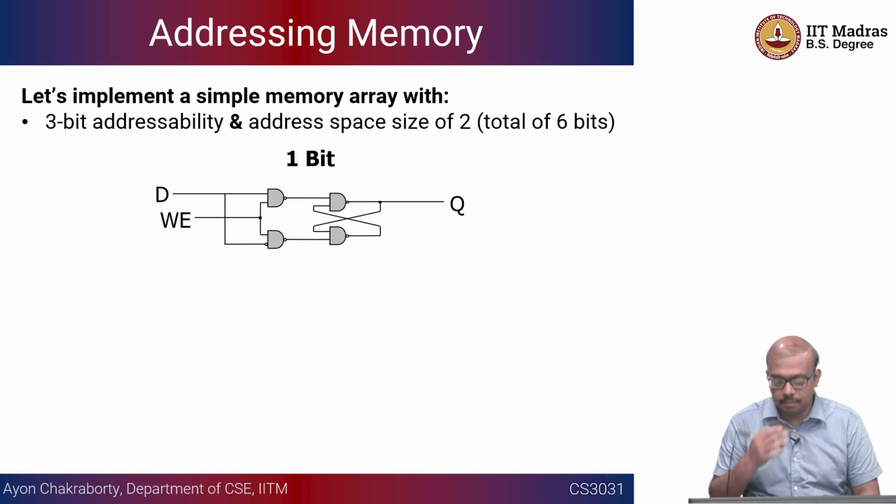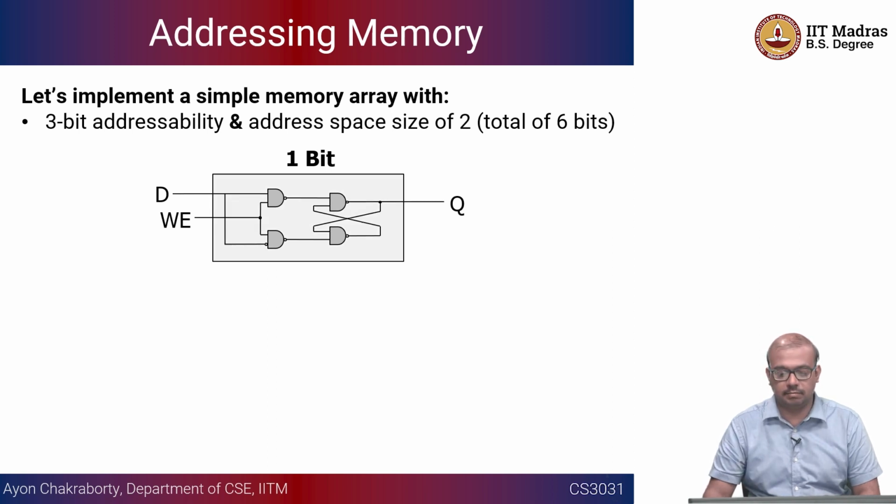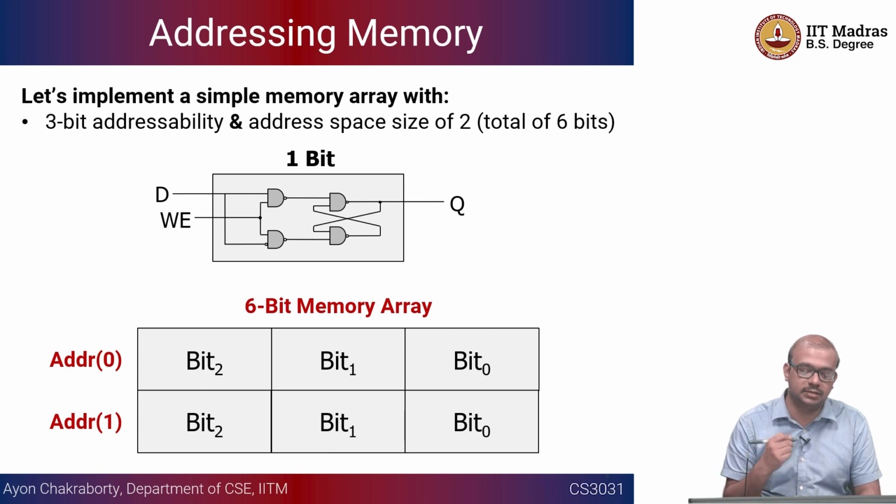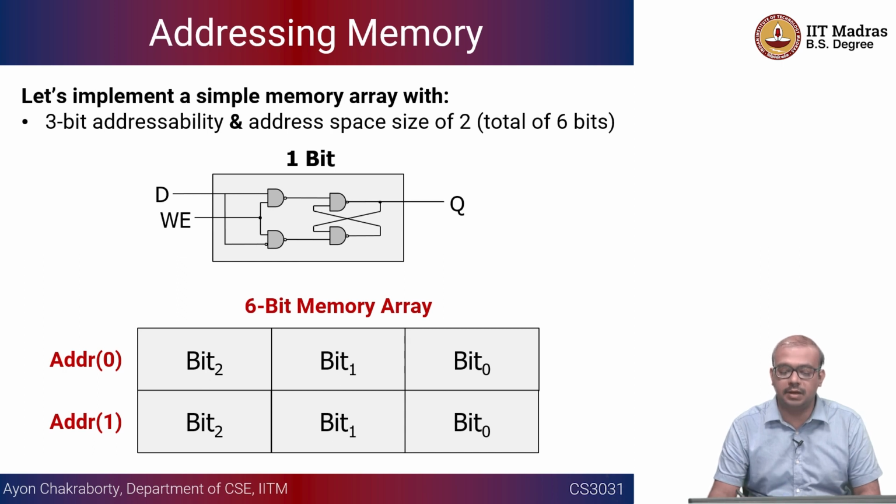That is how it is stored, and we are going to have something like this. The address space is of size 2, so 1 bit is enough for the address. Either it is the top or the bottom. If the address is 0, we refer to the top row. If the address is 1, we refer to the bottom row. And every row has a collection of 3 bits. That is the addressability. You cannot look up bit 1 or bit 0. You have to look up bit 2, bit 1, bit 0 together. So this is a 6-bit memory array with 3-bit addressability, and the address space is of size 2.